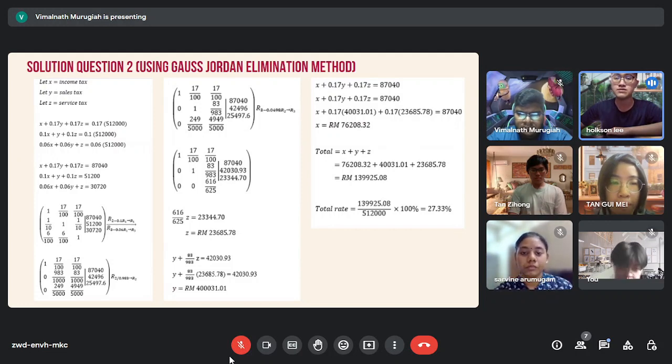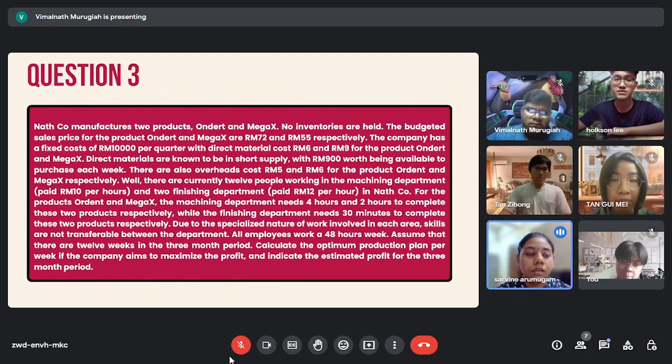So the total equals X plus Y plus Z equals 139,925.80. And then the total rate is the total divided by 512,000 and times 100%, which equals 27.33%. Okay, that is all for question 2. Next will be question 3.